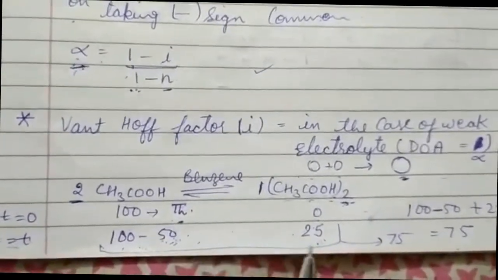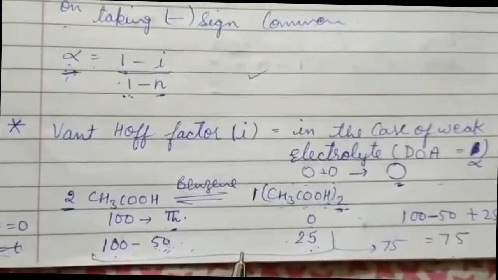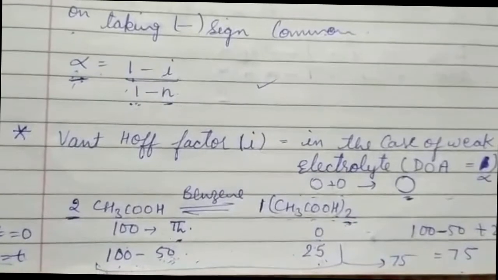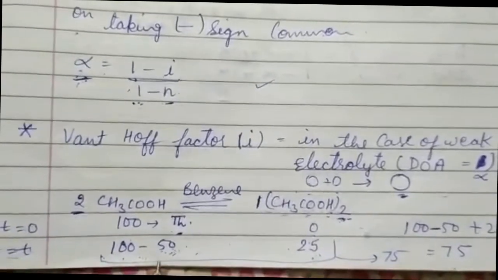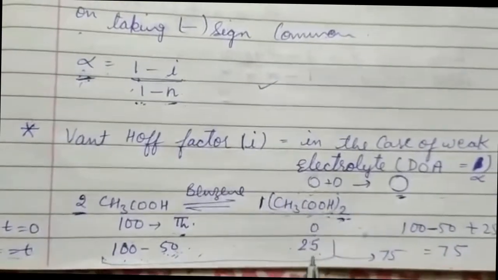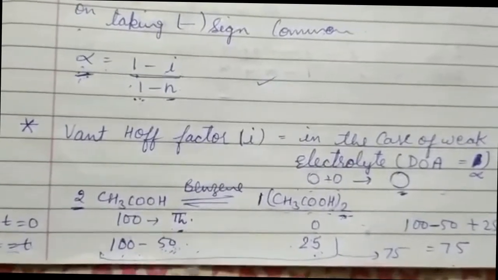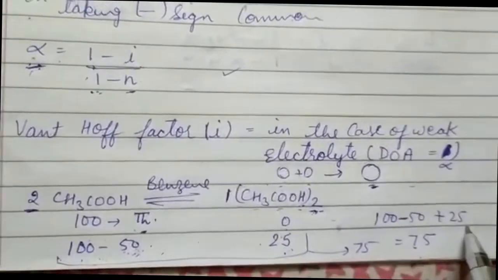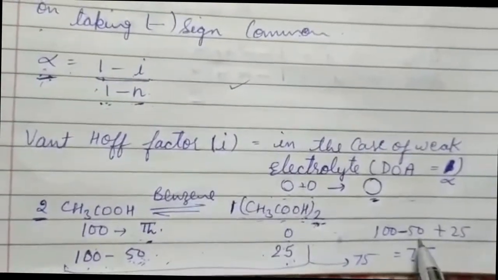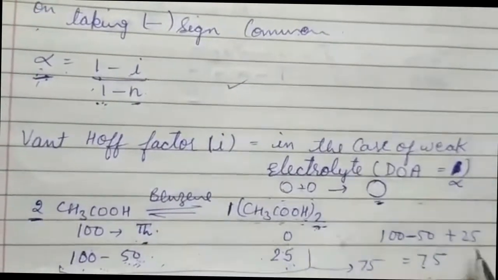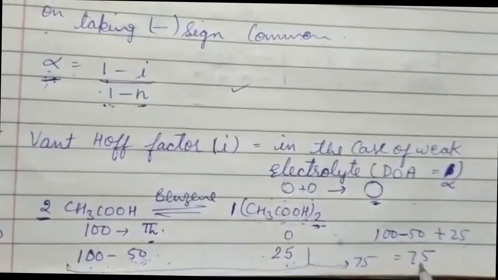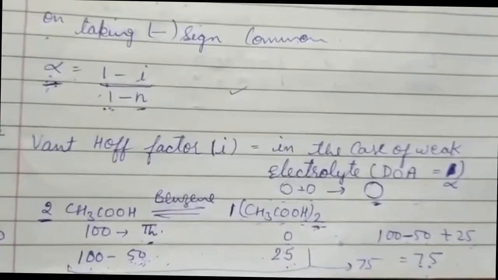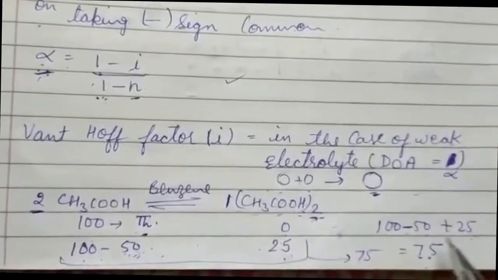Now, the total observed number of particles in the solvent. How many particles are present in the solvent? 100 minus 50 means 50, and 25 dimers, so 50 plus 25 is 75. So the total number of particles present in the solvent is 75.